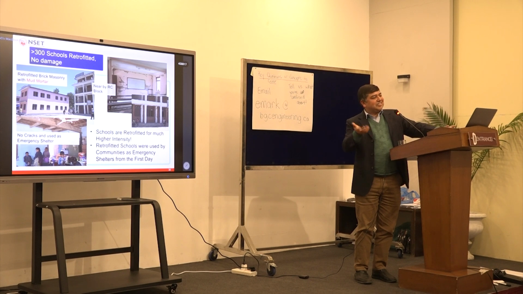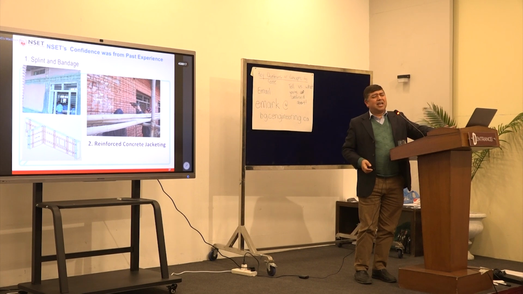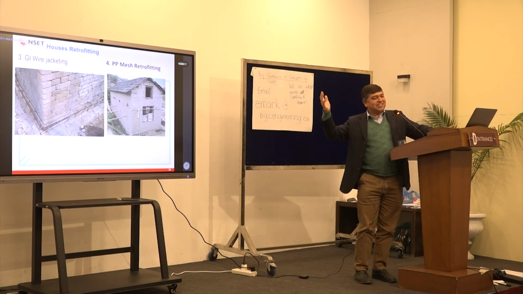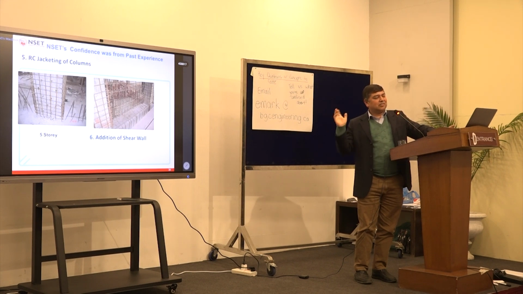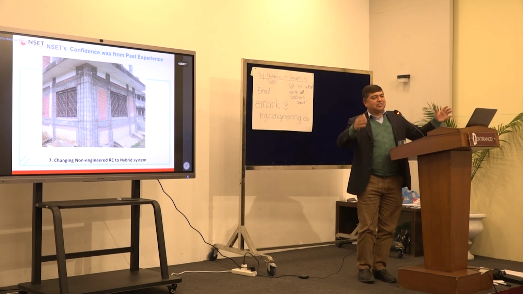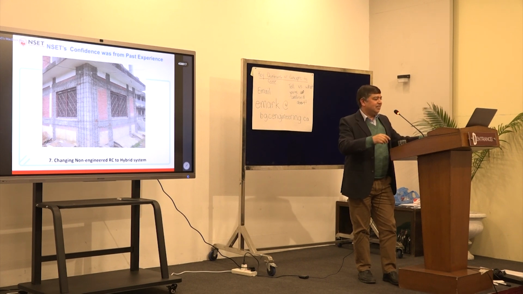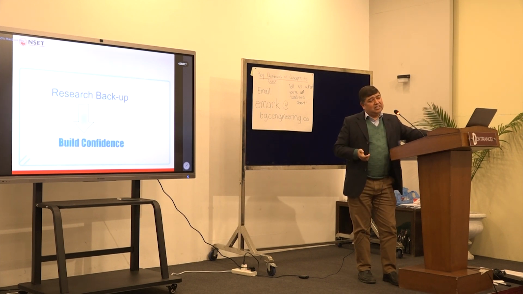Sometimes their houses were also resilient, but they were not confident about those. So the information, and we use different retrofitting techniques: splinter and bandage, vertical, horizontal, the concrete strips, concrete jacketing, GI wire base. When we went to the houses from the schools, the polypropylene band. Reinforced concrete buildings also, jacketing, shear wall, even sometimes changing their low-story reinforced concrete with masonry infill into a hybrid system and retrofitting those. So different methods were used.